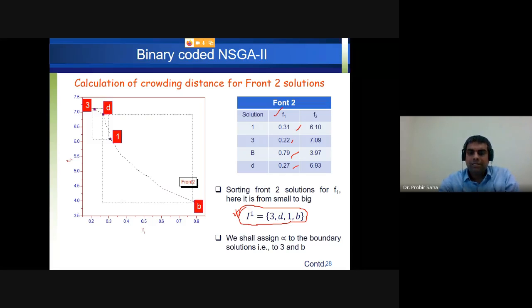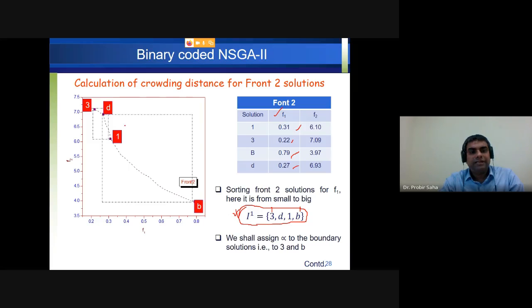I have done that. What I will do right now is assign an infinite value to 3 and B. Why am I putting an infinite value? Because I want to make sure that any solution lying at an extreme position should not be discarded. They should be there in the next generation. For that, I assign a very big value. I said infinite, but you cannot actually put infinity, so you put 99999, a very big value, so that there is a guarantee that these two solutions, 3 and B, will be chosen every time in the next generation.